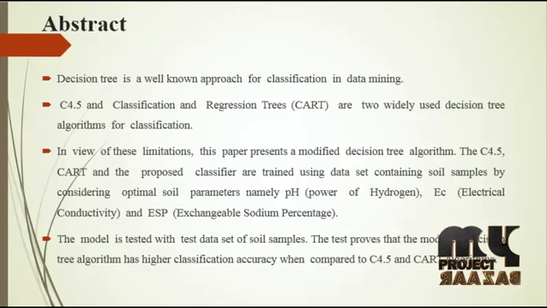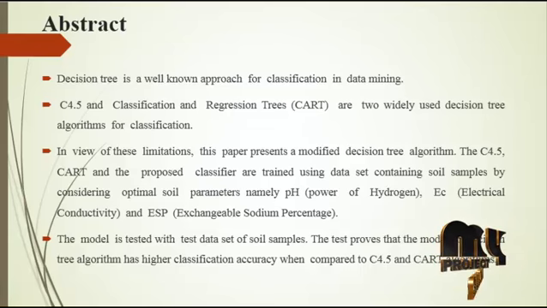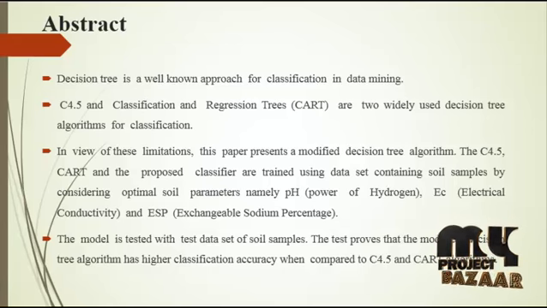In view of these limitations, this paper presents a modified decision tree algorithm, the C4.5 CART, as the proposed classifier. They are trained using a dataset containing soil samples by considering optimal soil parameters, namely pH, EC and ESP. pH means power of hydrogen, EC means electrical conductivity, ESP means exchangeable sodium percentage. The model is tested with a test dataset of soil samples. The test proves that the modified decision tree algorithm has higher classification accuracy when compared to both of these algorithms.